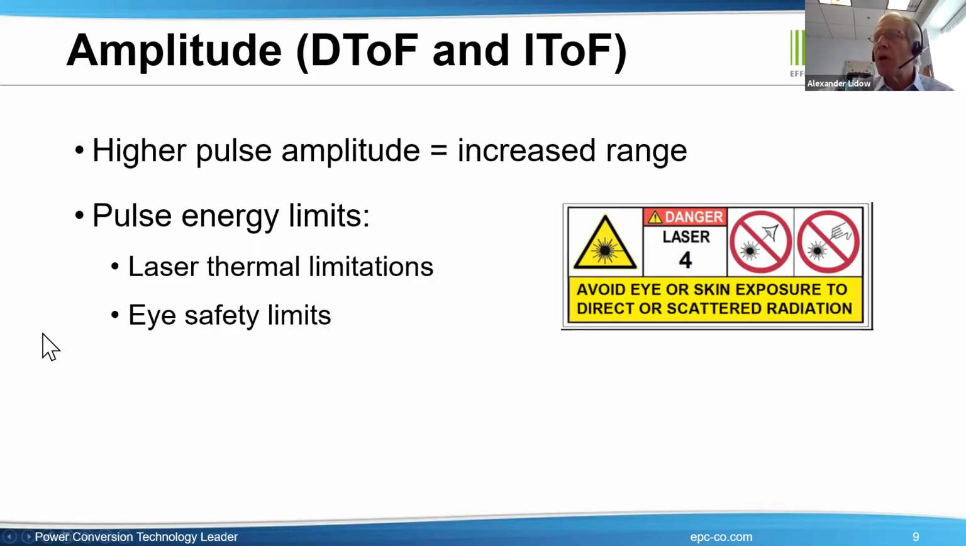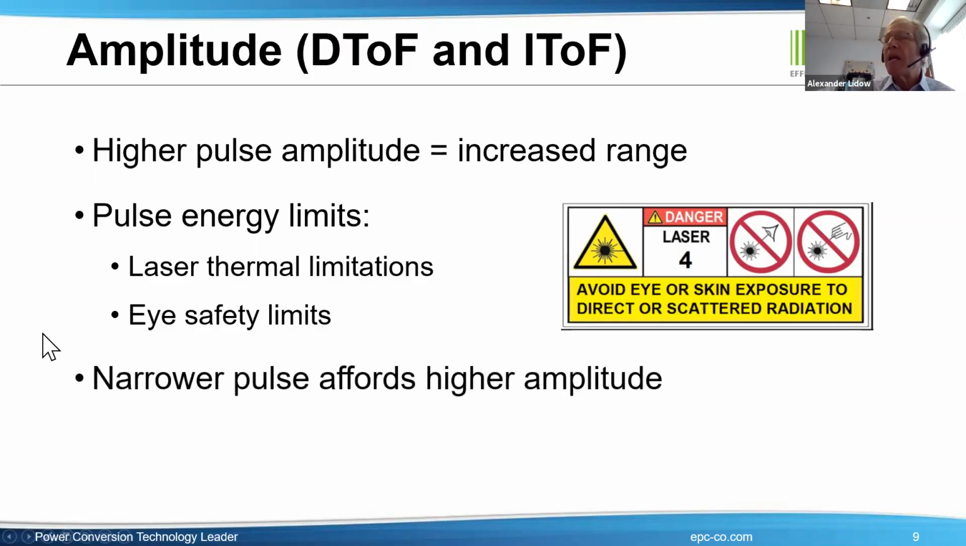Now, one thing is true, though: if you have a narrower pulse, you can have a higher amplitude with the same energy. So narrower pulses afford a higher amplitude, and therefore you can conceivably see farther. You can see better without hitting thermal limits in the laser, and you are farther away from eye safety limits.